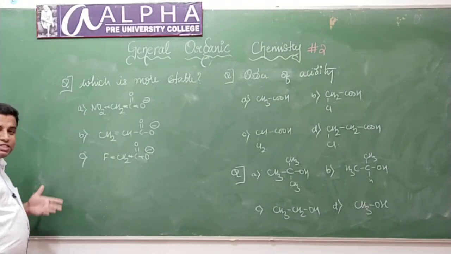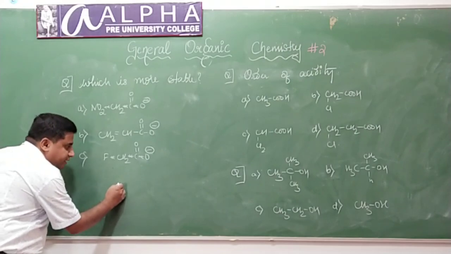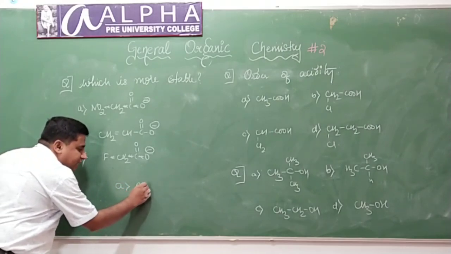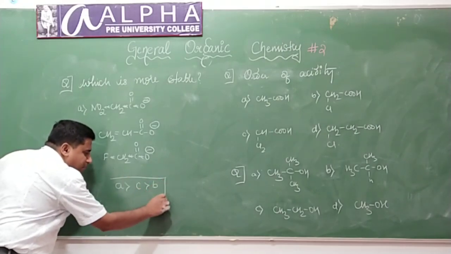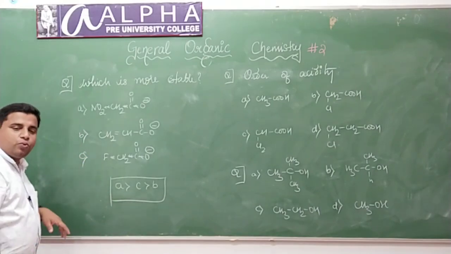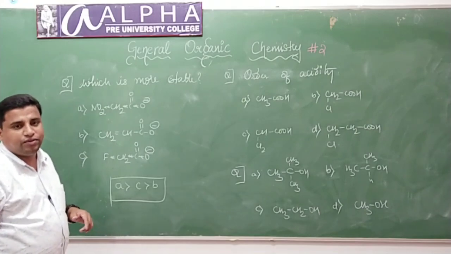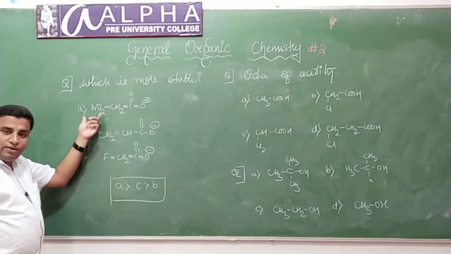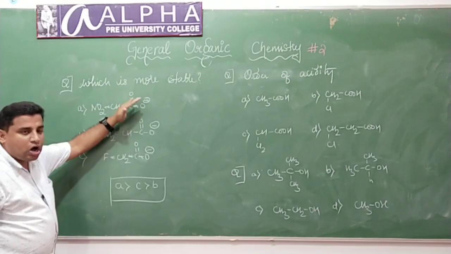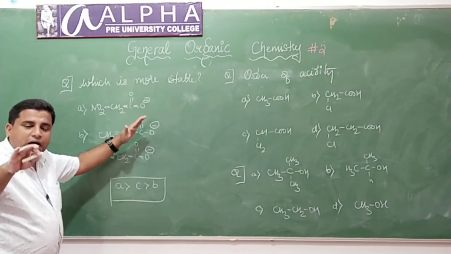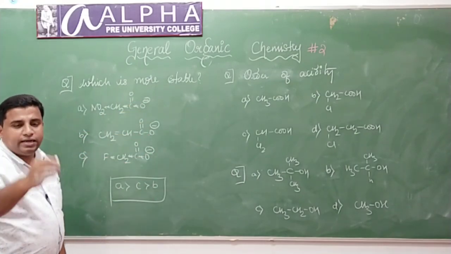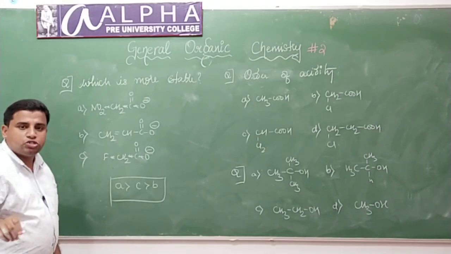So what will be the order of stability here? The order of stability here is A is more stable than C, C is more stable than B. It is a simple question which is based on the order of negative inductive effect. If negative inductive effect increases, the charge on oxygen decreases. When the charge on oxygen decreases, the stability will increase. I hope you have understood.